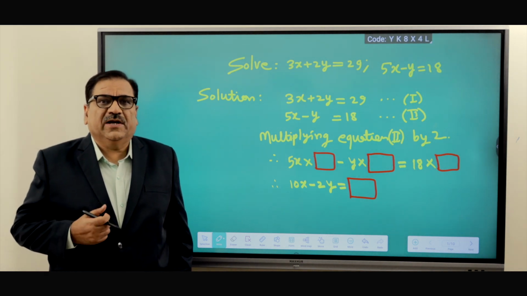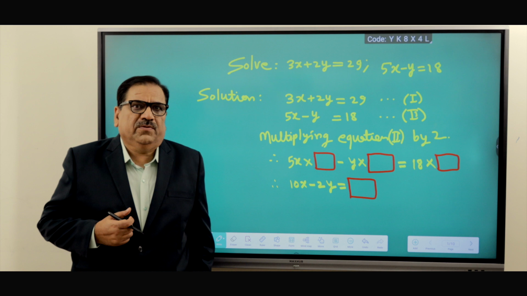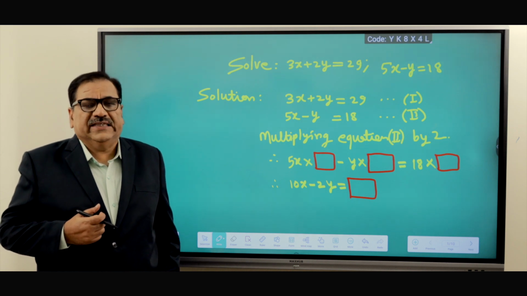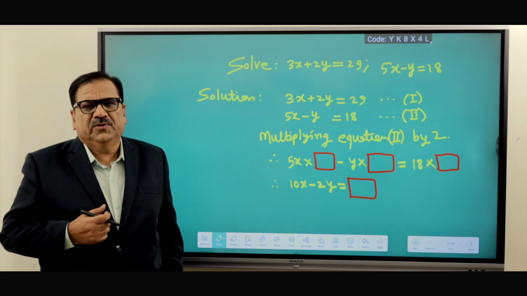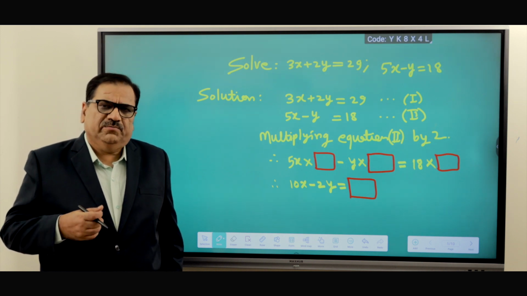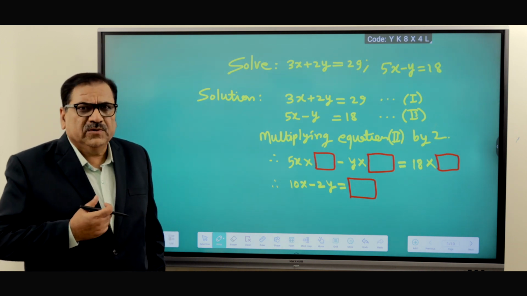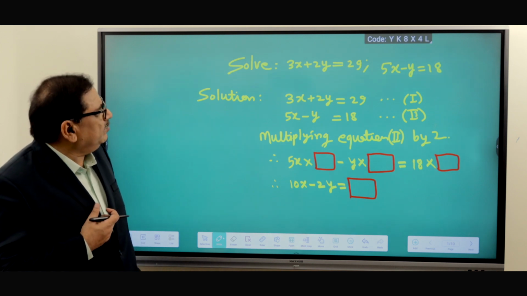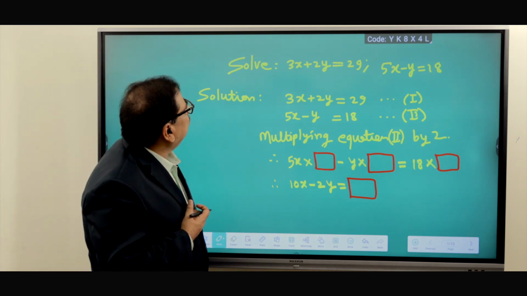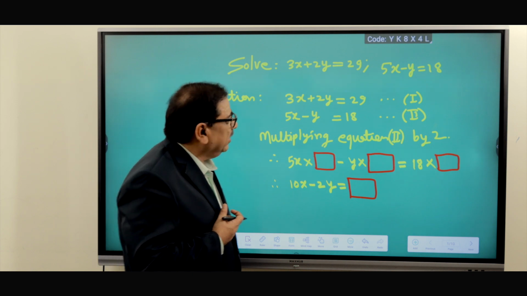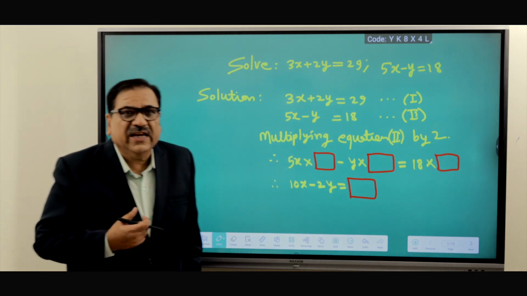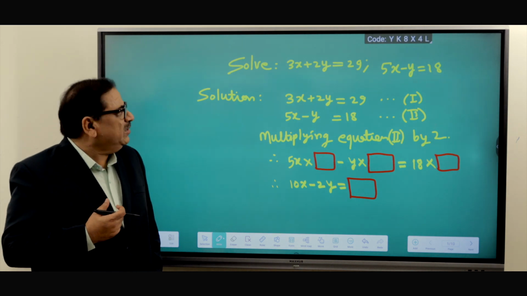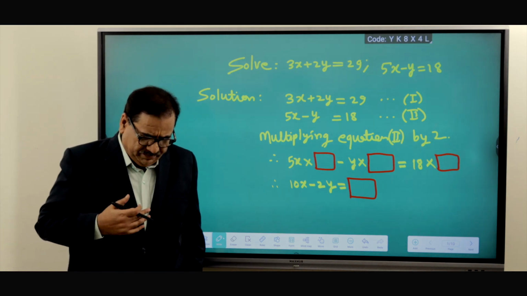Today we will continue our first chapter, linear equations in two variables. We will solve some examples. For example, solve 3x plus 2y is equal to 29 and 5x minus y is equal to 18. This problem we have to solve.